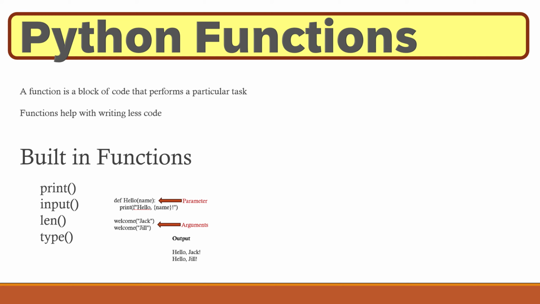Basically, parameters are placeholders defined for values that functions require, and arguments are values or information that we specify in place of that parameter. And by the way, I do have a dedicated video on parameters and arguments within functions.